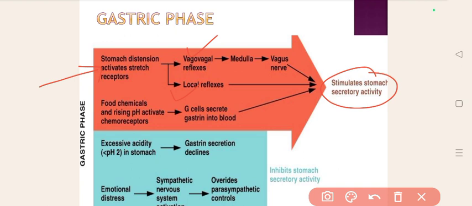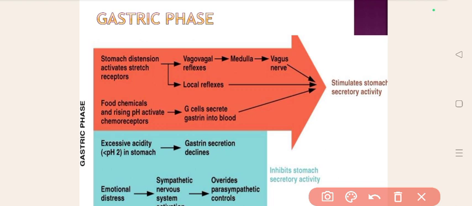Or food chemicals and rising pH activate the chemoreceptor. Food chemicals means there is a breakdown of carbohydrates, proteins, fats. So there is a release of food chemicals and a rising pH, which activates the chemoreceptor, and because of that G cells secrete gastrin into the blood, and this gastrin is responsible for the stimulation of HCl. So this is the gastric phase.